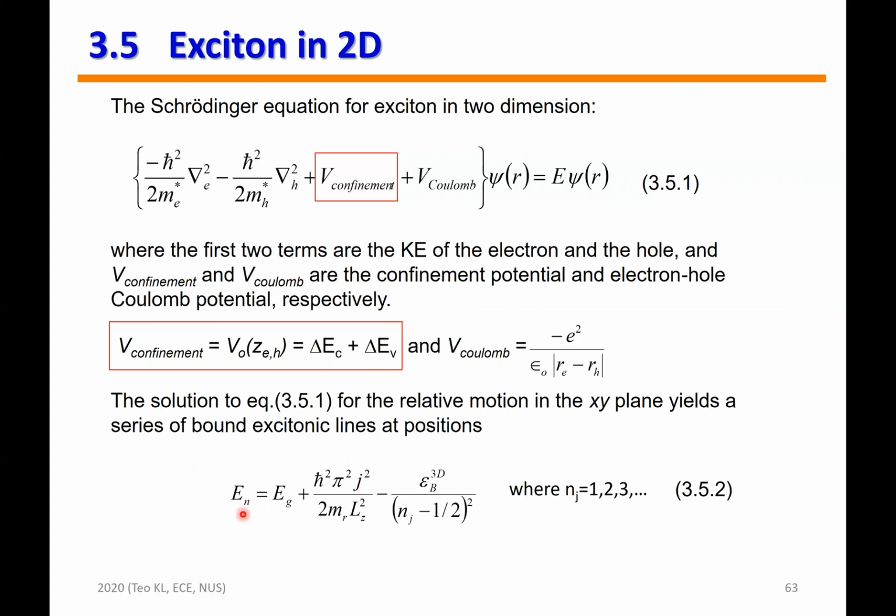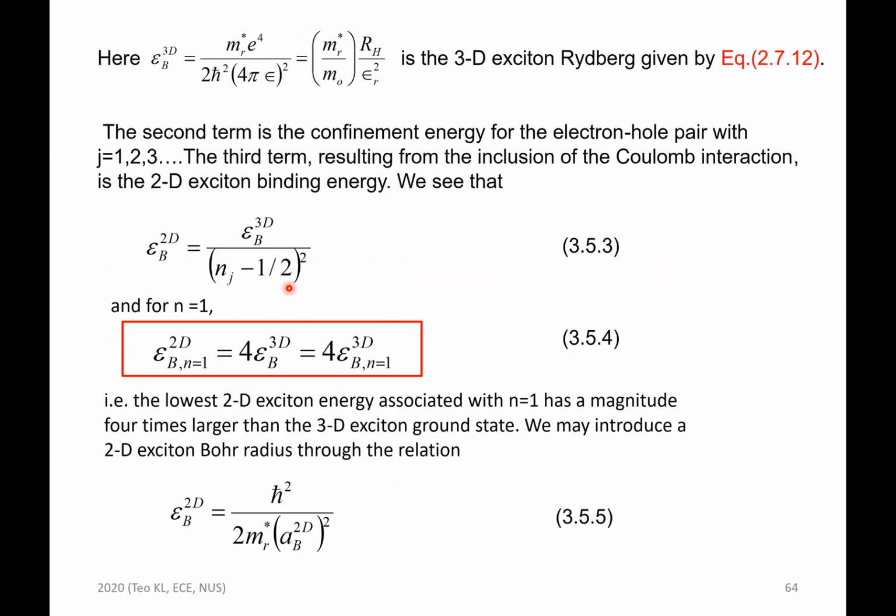So the solution for the relative motion in the xy plane will give you the band gap plus the quantized energy minus the exciton binding energy, which of course depends on n. For the binding energy in the 3D case, we rewrite the equation here again, of this form. You can check 2.7.12. That is the 3D binding energy. So this epsilon B is the binding energy for bulk semiconductor, which is the three-dimensional case.